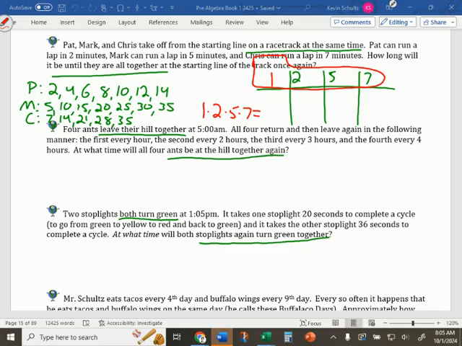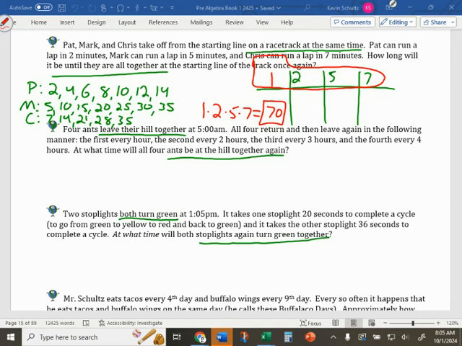70. So had we continued the listing method, we would have to go all the way out to 70, which would take a while for the 2's, just because it's a lot of 2's that go into 70. So here the table method is much more efficient, but you can see how this is laying out here. Okay, so 70 minutes after they start, they'll all be back at the starting line together again.